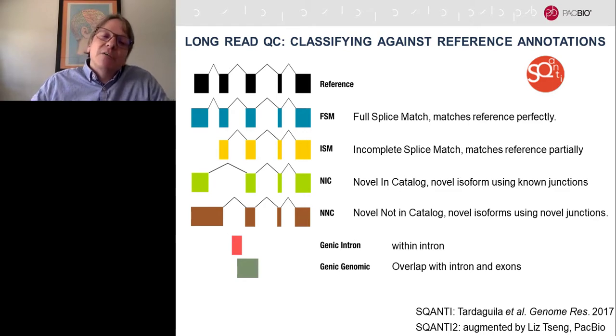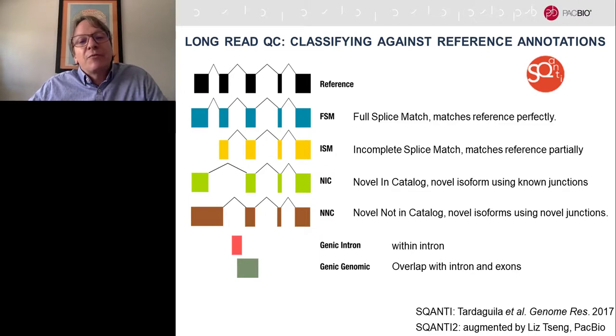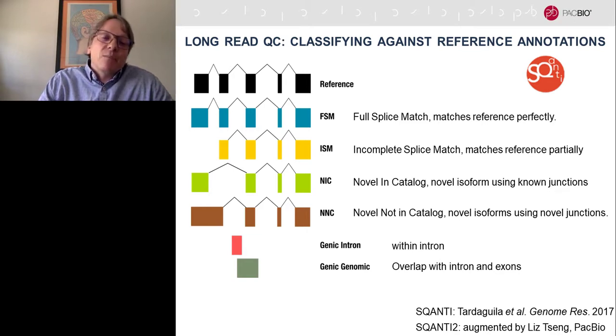This lets you take long read Iso-Seq data and compare it against a reference annotation. A reference can then be compared to all of the long reads, and you might find full splice match, meaning we see the reference perfectly, the full length, including all the splice junctions. Incomplete splice match, meaning it matches partially. Or novel in catalog means that we've seen these exons before, but we've never seen this particular splicing event. Or novel not in catalog means we haven't seen one of these exons, so we have a new junction that we've never seen before.